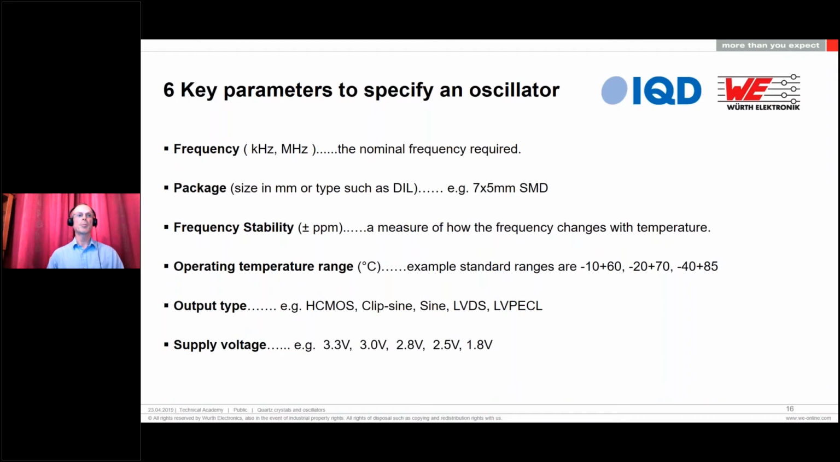You also need to specify the output type. So do you need a standard square wave such as HCMOS? Do you need clip sine, 50 ohm sine, LVDS, LV Peckel? There are various output types for oscillators, and we have many in our product portfolio. And finally, we need a supply voltage. Each of your applications probably works at different supply voltages. Historically, 5 volt was very common, but it's becoming rather unusual nowadays as people reduce their supply voltages. 3.3 volt is currently the commonest, and we have devices down to 1.8 volt supply voltage.